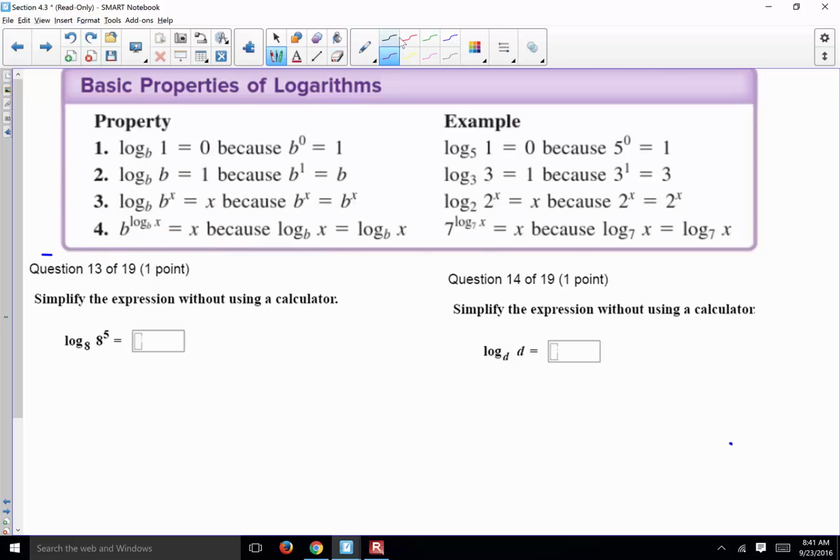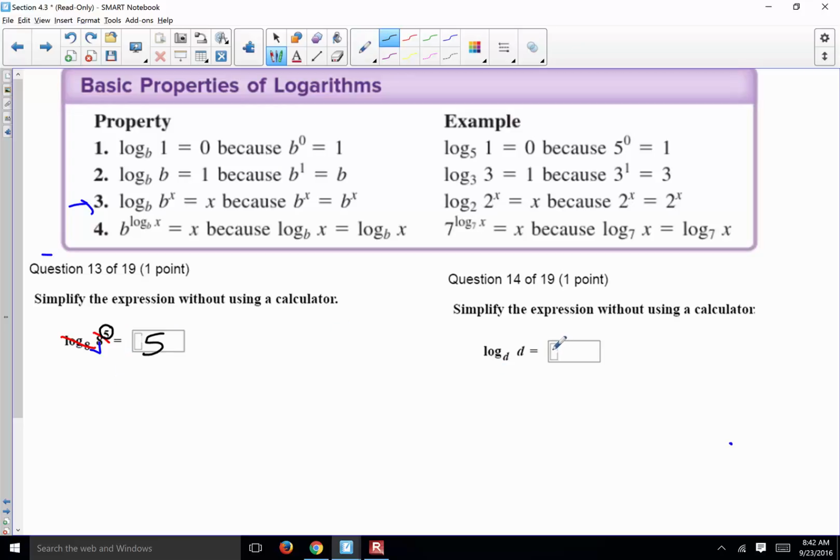Which one do you think we're gonna use? It's 3. It's matching pairs with a power on the inside. So this simply cancels these and becomes 5.